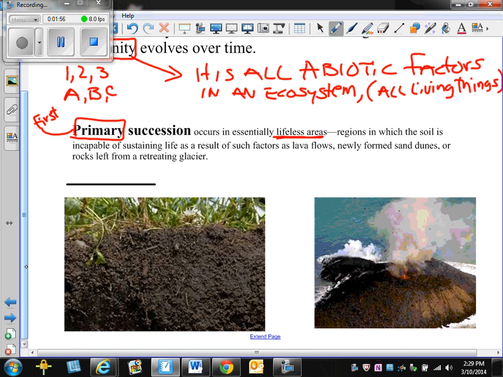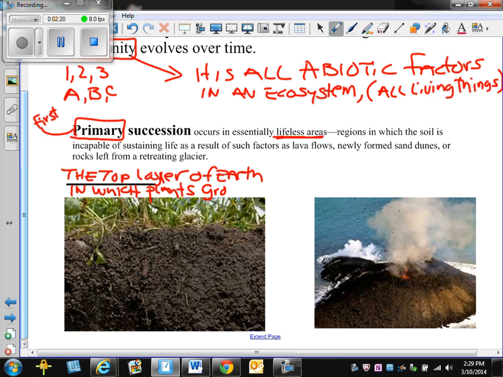So here is soil, but what is soil? Soil is the top layer of earth in which plants grow. We all know this. We've been playing in dirt since we were little. Pretty obvious. No soil, pretty much no plants.